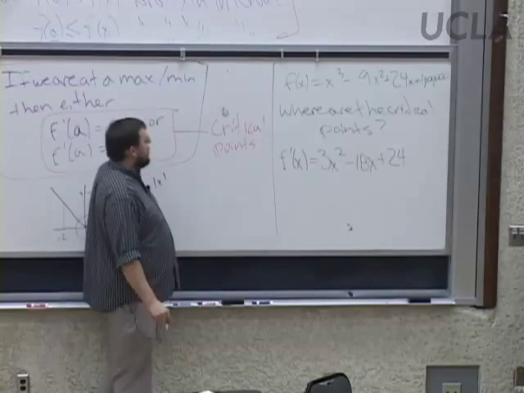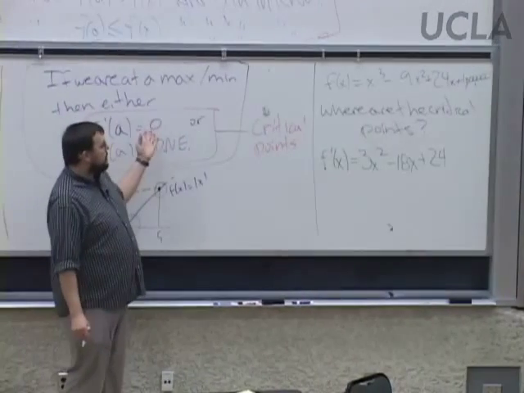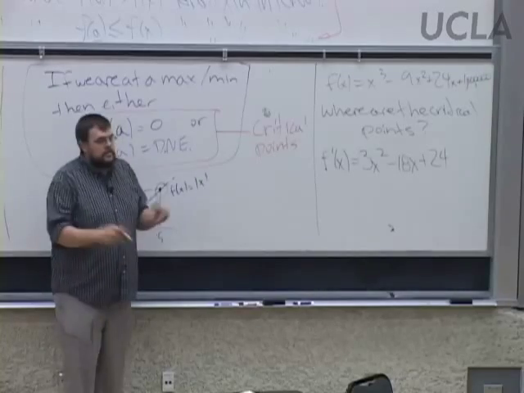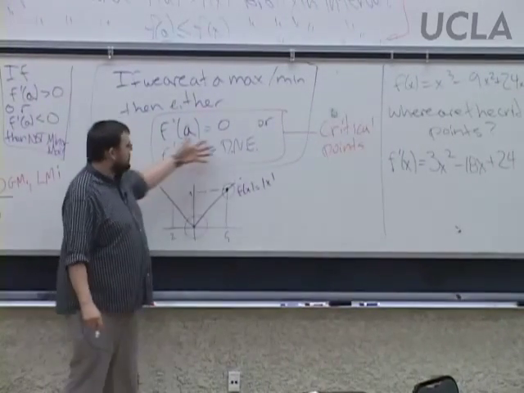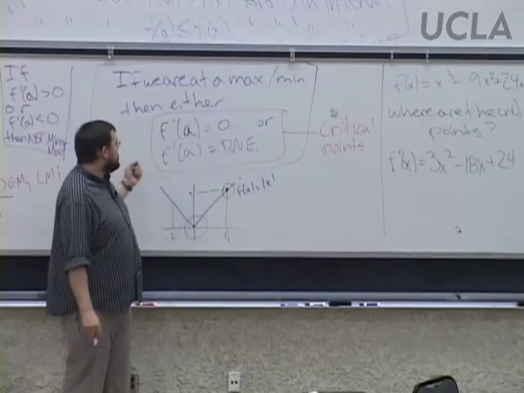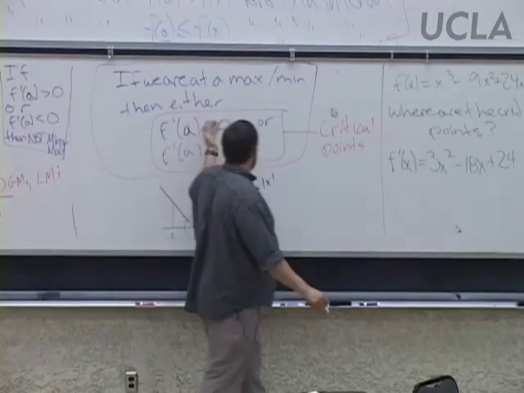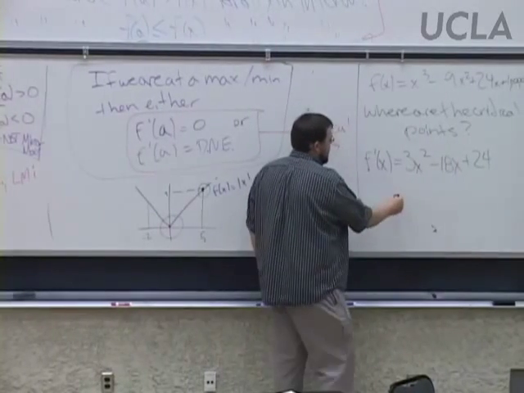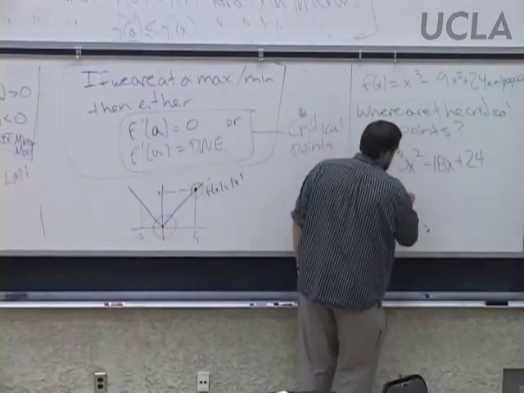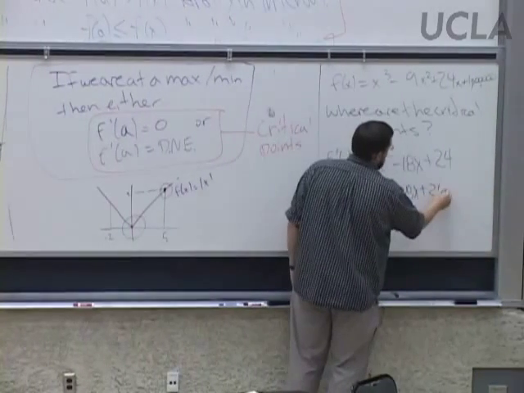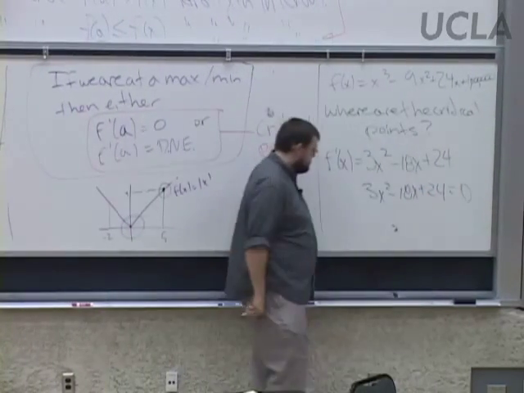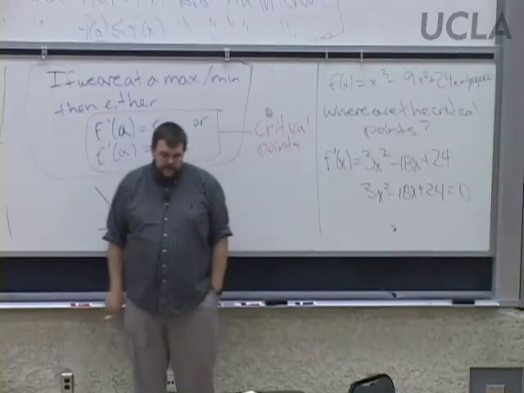OK, so now I look for where it's undefined or does not exist. Well, it's a quadratic. It always exists. So in this case, I don't have the does not exist option. And most of the time when you talk about critical points is you have the derivative is 0. So let's figure out when does this equal 0. So when does 3x squared minus 18x plus 24 equal 0? But what can we do to help solve this?